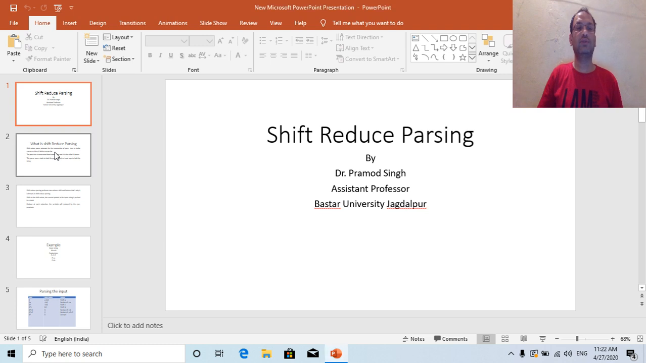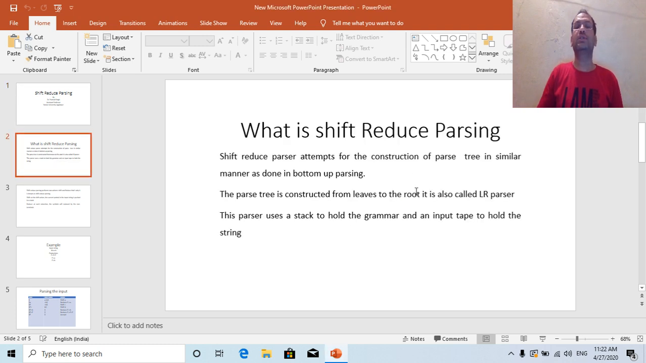So what is shift reduce parsing? Shift reduce parsing is a technique to construct a parse tree in a similar manner as done in bottom up parsing. This is a type of bottom up parsing. The parse tree is constructed from leaves to the root. It is also called LR parser. This parser uses a stack to hold the grammar and an input tape to hold the string.